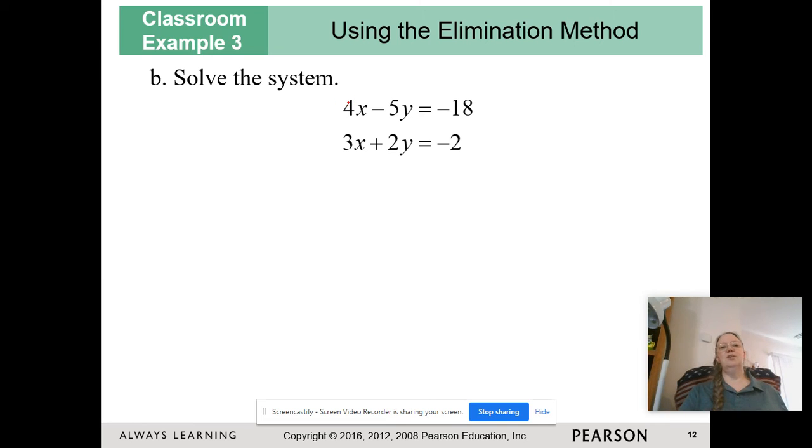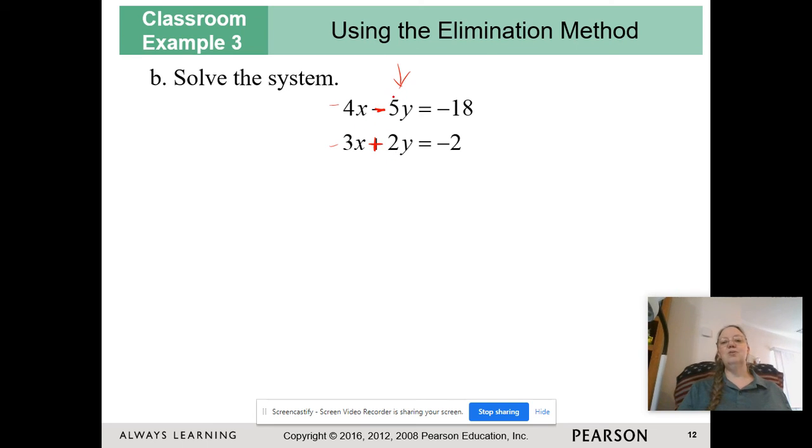This one, on the other hand, we've got a 4, we've got a 3, we've got a negative 5, and we've got a positive 2. So there's no easy way to eliminate one of my variables, okay? So rather than multiplying one equation, there's no way I can multiply by a single number to turn a 4 into a 3, or to turn a 5 into a 2, or vice versa. So what I'm going to have to do is pick a variable. I'm probably going to pick y because I already have one negative and one positive.